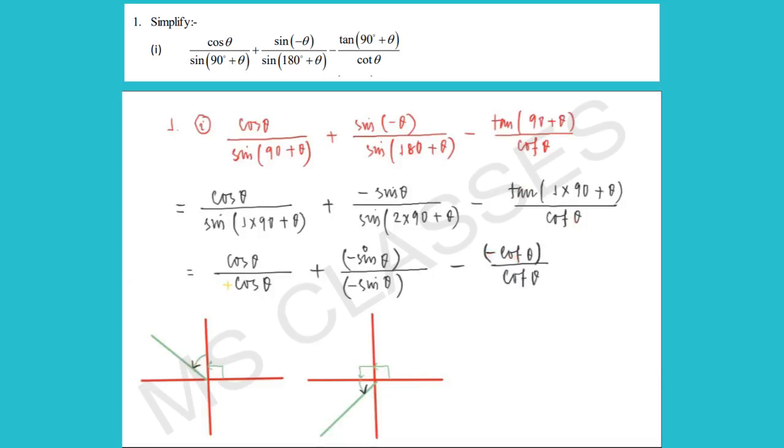So what do we get here? It is 1 plus 1 plus 1. Here it is 1, here it is 1, and minus into minus is plus, so it is 1. So what we get here is the answer as 3.